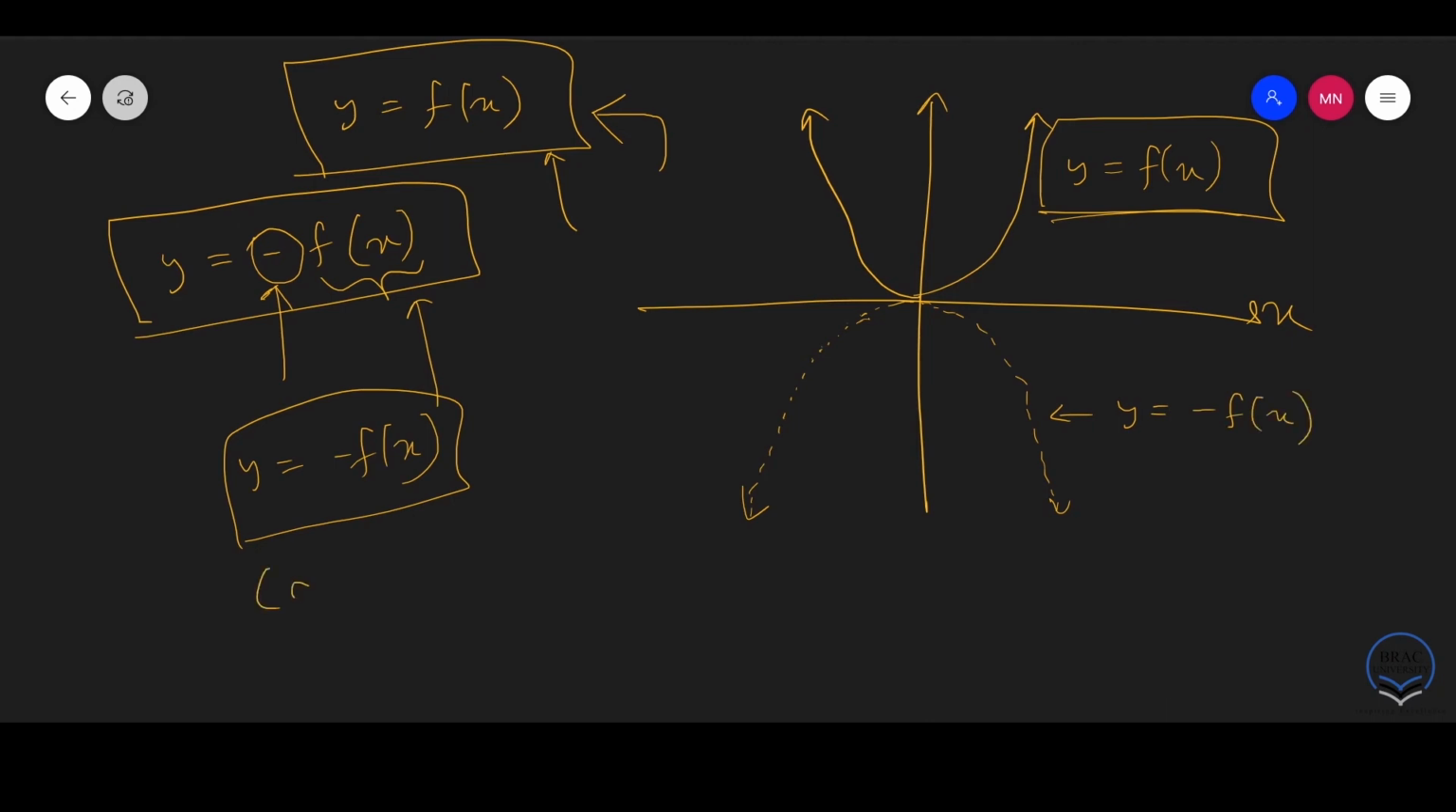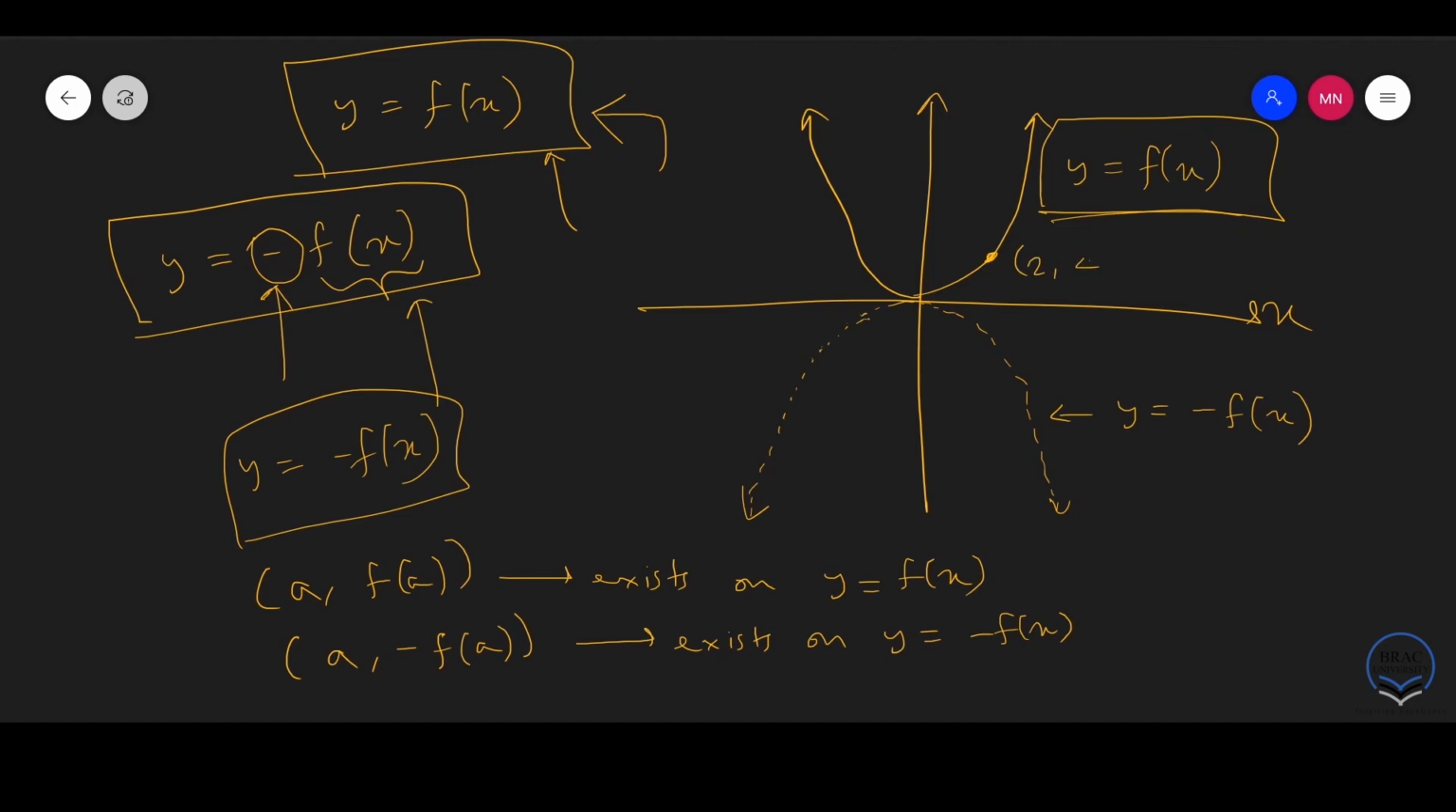So if the point a comma f of a exists on the graph of y is equal to f of x, then similarly the point a comma minus f of a will exist on the graph of y is equal to minus f of x. So let's say this is the point 2 comma 4. Then similarly, this point on y is equal to minus f of x will be the point 2 comma minus 4. So we're just reflecting the graph along the x-axis.